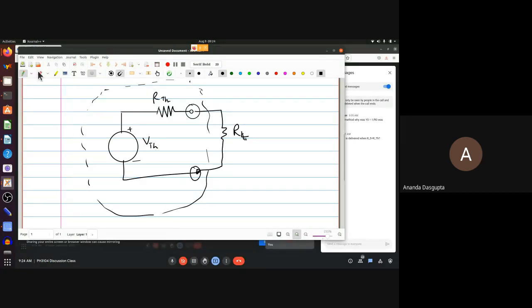My dashed lines are actually slightly wrong because the dashed lines should really go like this. Whatever is within the dashed line is inside the black box. The ports are actually outside. They are accessible to you.